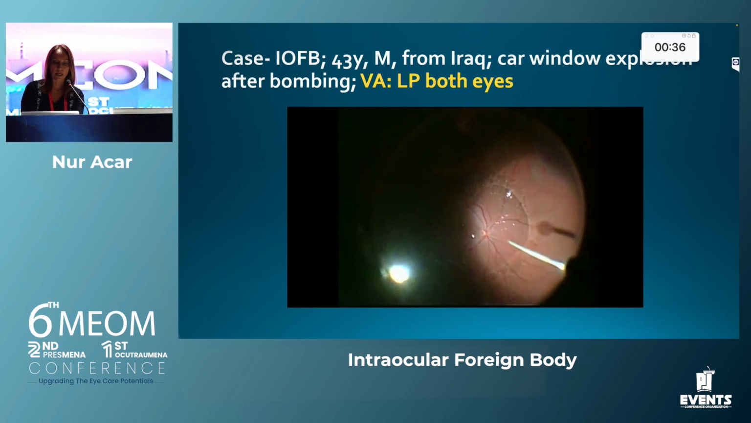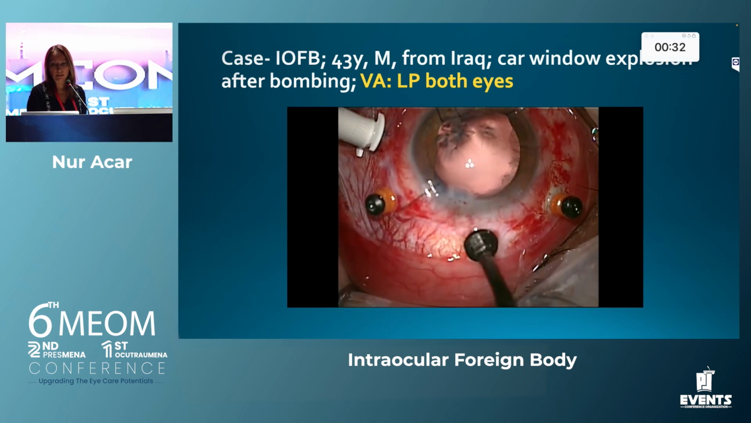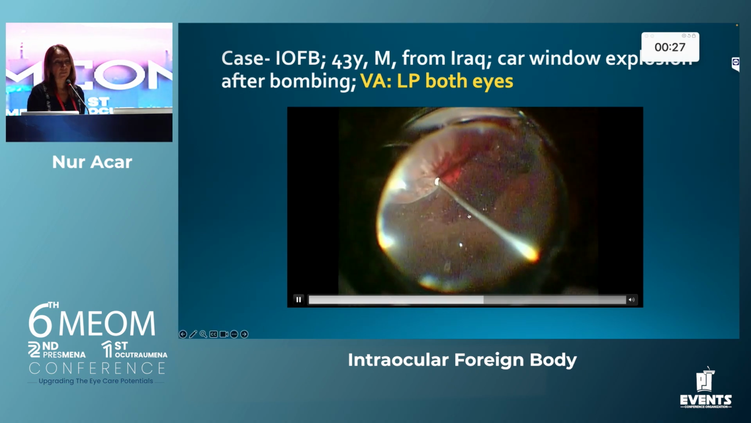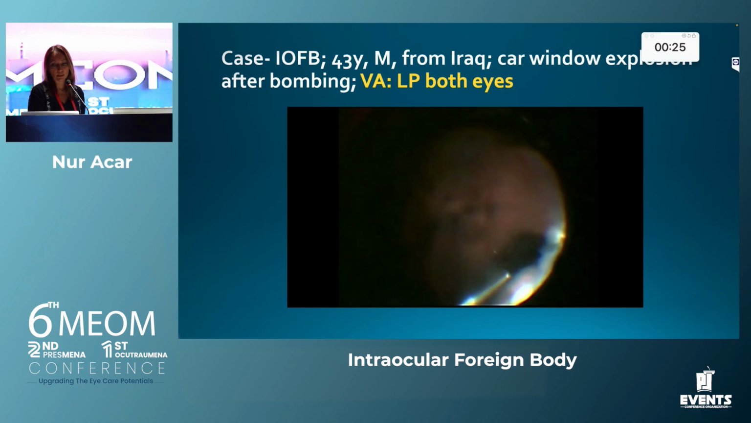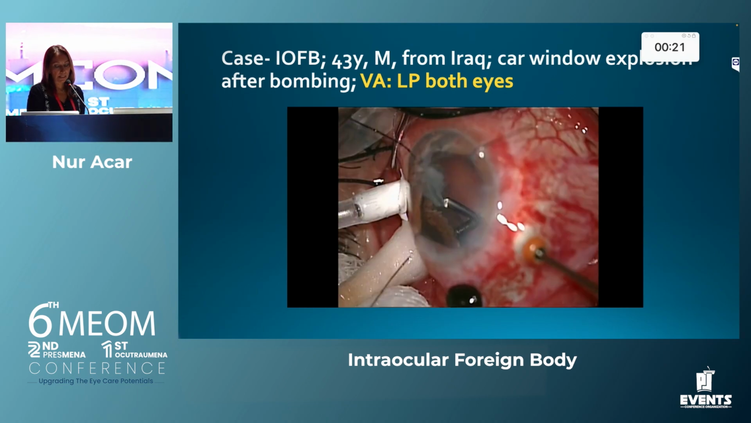As you can see here, the posterior hyaloid. We always protect the macula from the inadvertent dropping of the foreign body. And as you can see here, peripheral vitreous removal is really important. It's a must because there are some breaks that we can miss sometimes.